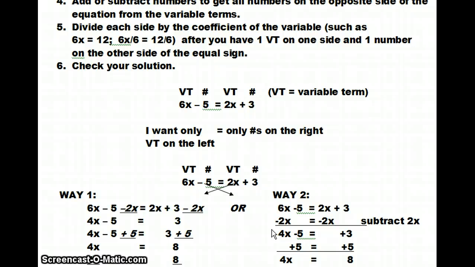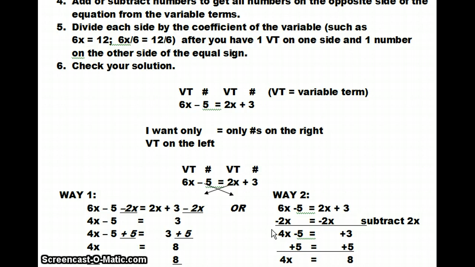Let's take a look at an example. Let's look at the equation 6x minus 5 is equal to 2x plus 3. This equation would be rather difficult just to look at and try to figure out what the answer is without doing a little bit of work. The first thing we want to do is identify what's a variable term and what's a number. So 6x is a variable term because it has an x. Negative 5 is a number. 2x is a variable term because it has an x, and 3 is a number.